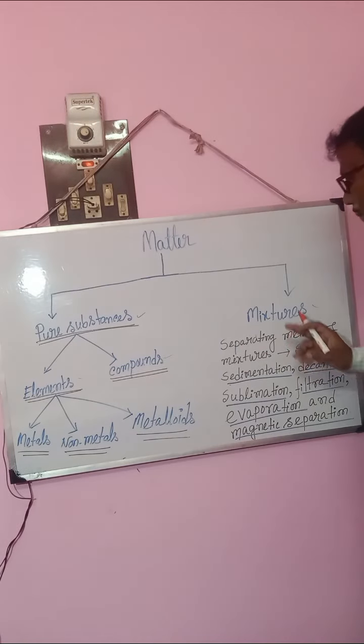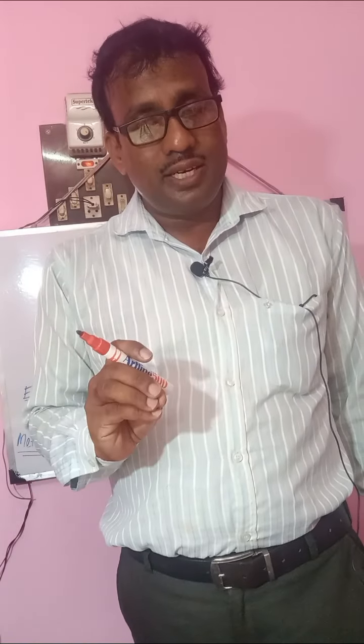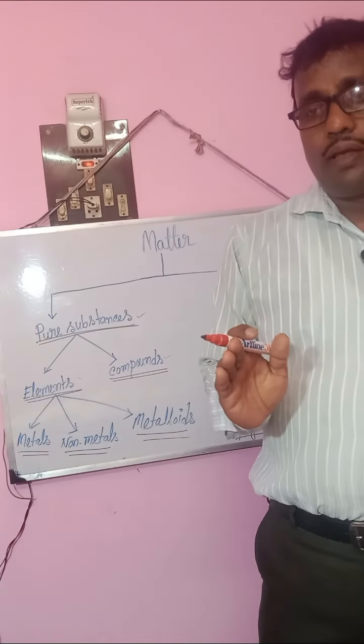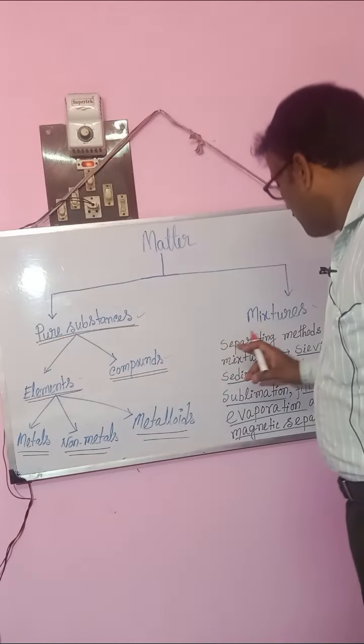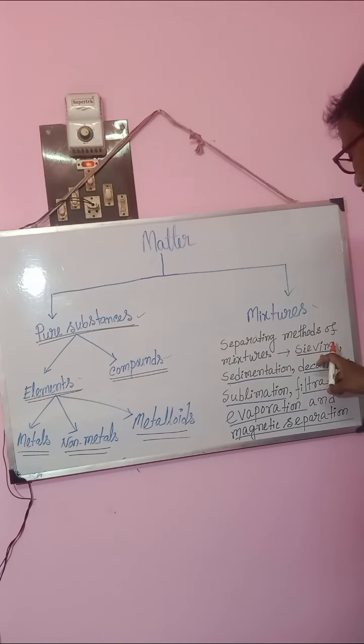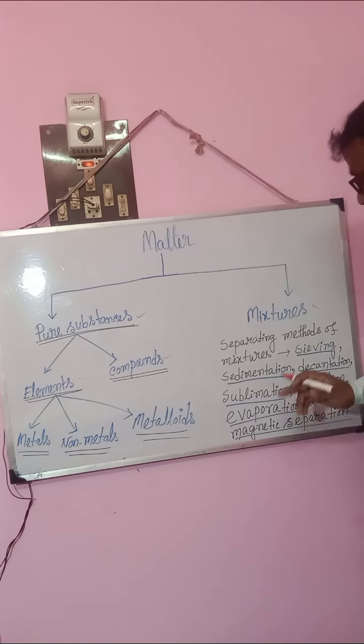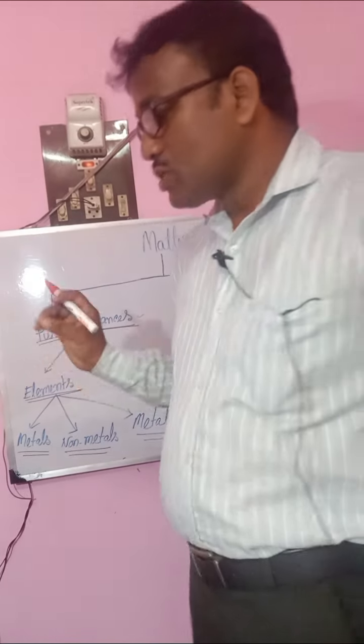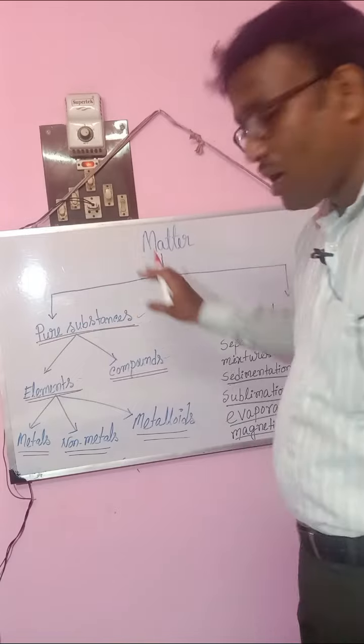Mixture: two or more substances mixed together in any ratio. The components of a mixture have no change in chemical property. Separating methods of mixture: sieving, sedimentation, decantation, sublimation, filtration, evaporation and magnetic separation. And now we discuss questions based on this part.